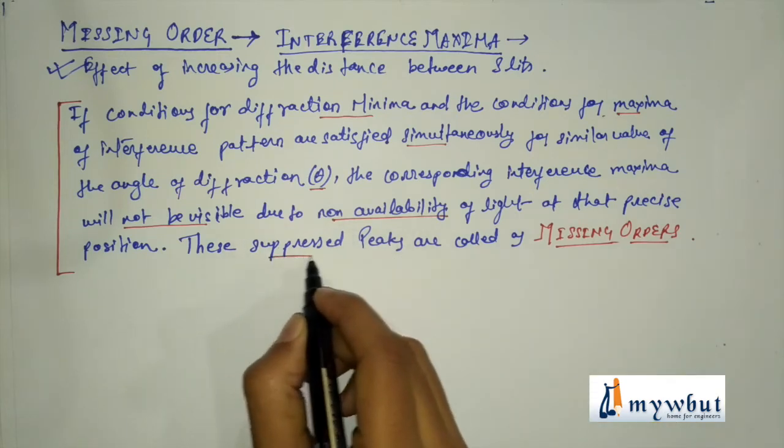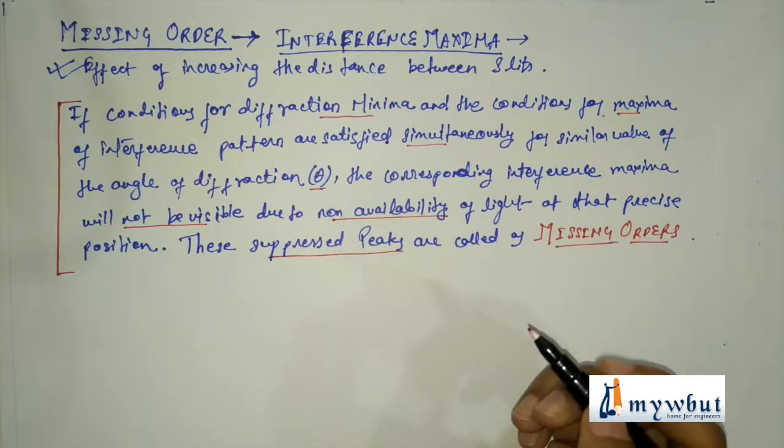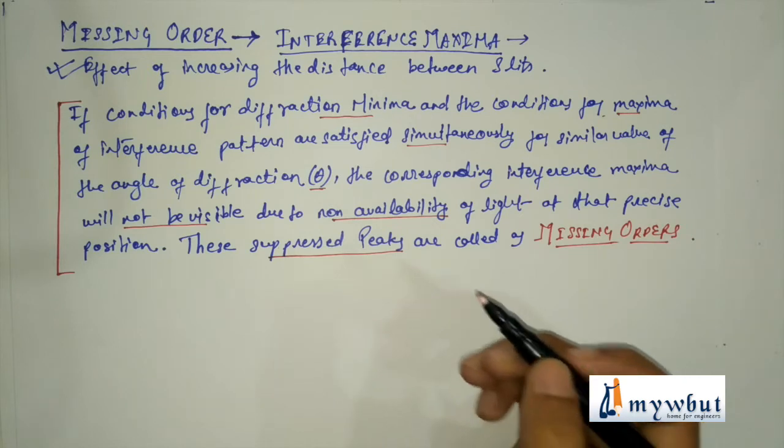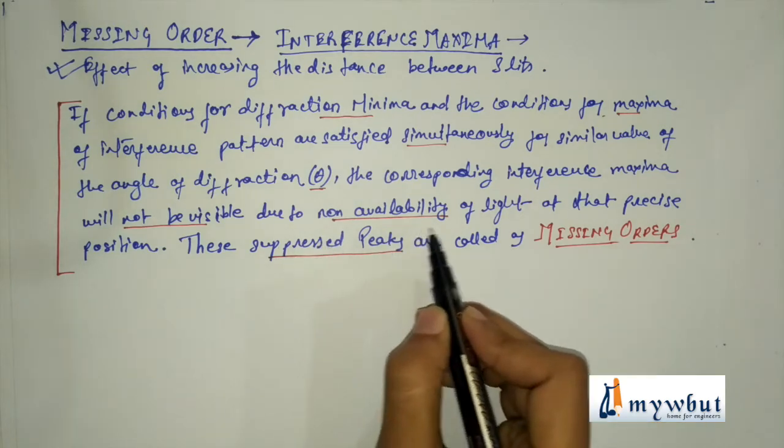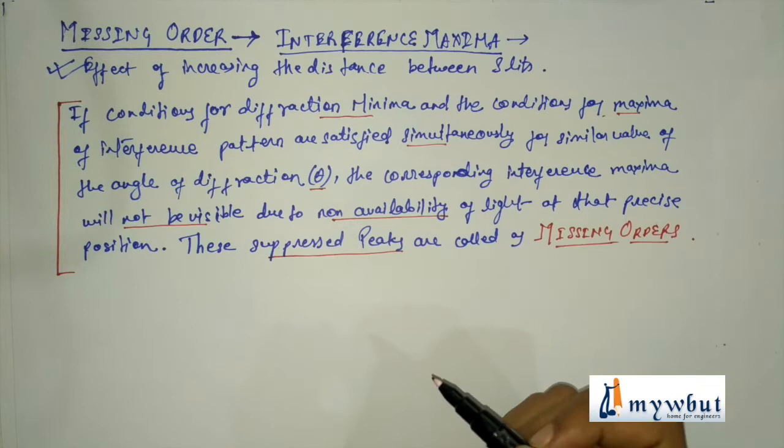So the suppressed peaks, that is the peaks or the maxima that get suppressed due to the non-availability of light at that point, will be called missing order of interference maxima, which we can shortly define as the effect of increasing the distance between the two slits.